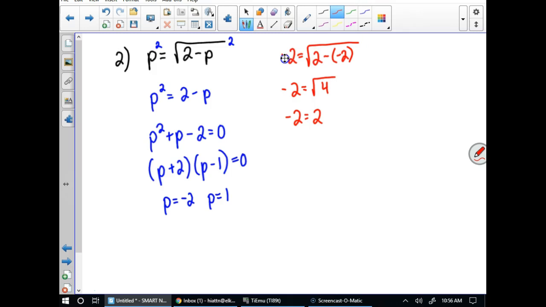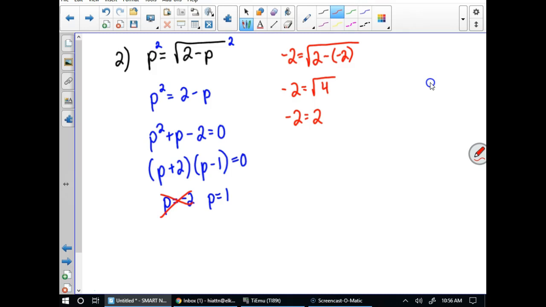Now, negative numbers can be your answer, but a square root cannot equal a negative number. It just depends on the problem whether or not it can be a negative number. So negative 2 is out. Even though you did everything correctly to get negative 2, it's an extraneous solution.